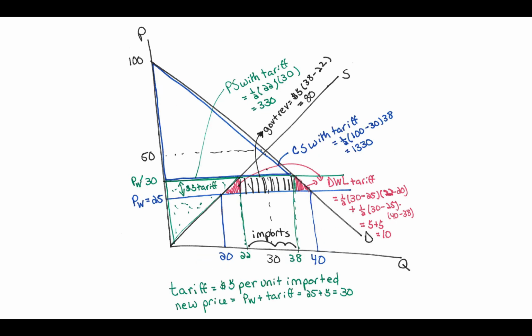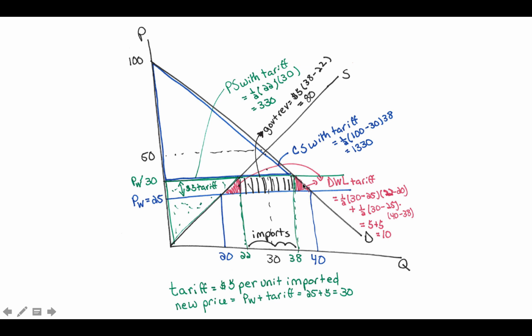Now it's 1330. And then the economy also benefits because there's government revenue. And so for each unit imported, we can see that the amount that's imported is 38 minus 22, that's the base of this. The height of this is equal to 5. So the government revenue associated with this tariff is $80. That's also a benefit to the economy. But the economy loses overall because these two triangles are not realized.